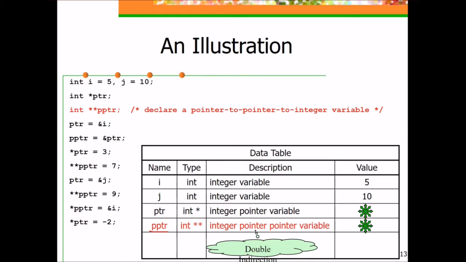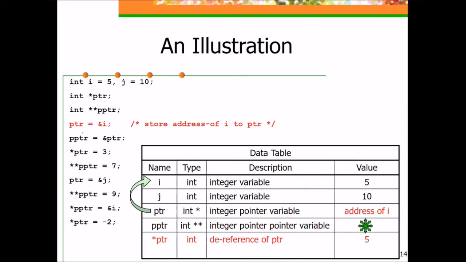This pptr is nothing but an address of an address. It is an integer pointer variable. Again, the value will be something like this, and this is a double indirection. One star means it keeps the value of an address. Two stars means it will keep an address which is actually the previous address. Then ptr = &i. This stores the address of i to the pointer, because this ampersand will give you the address. So *ptr will be a simple integer because we have dereferenced it.